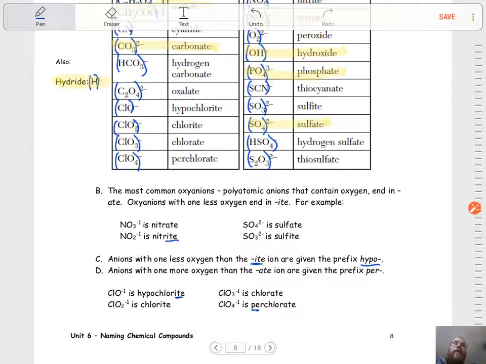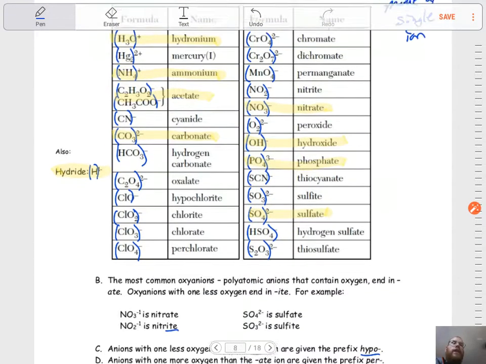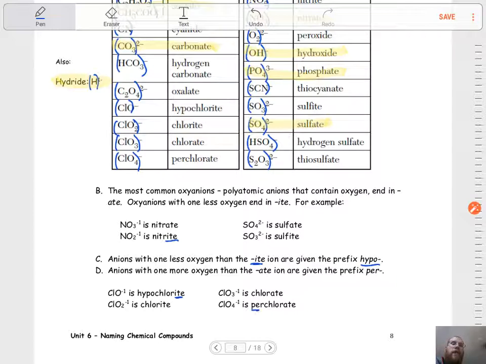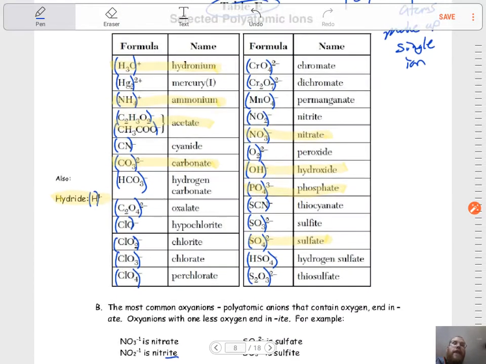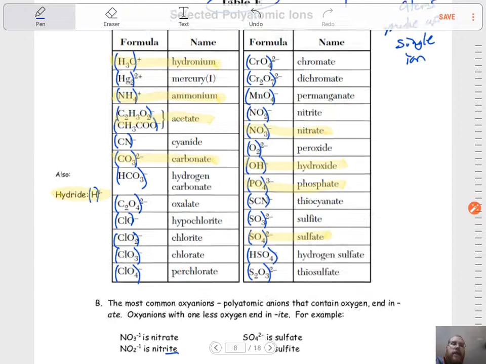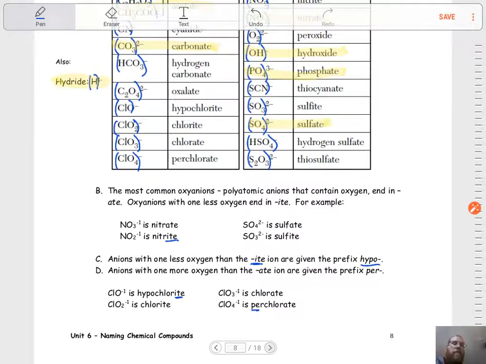Again, you don't have to know these rules because you have table E. So look at the formulas, or if they give you the name, go to the table to get the formula. You don't have to memorize them, but that's where those rules come from.